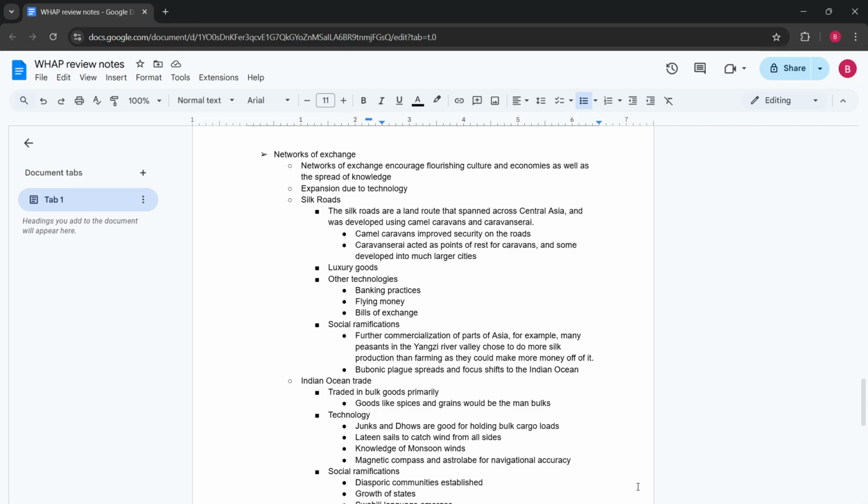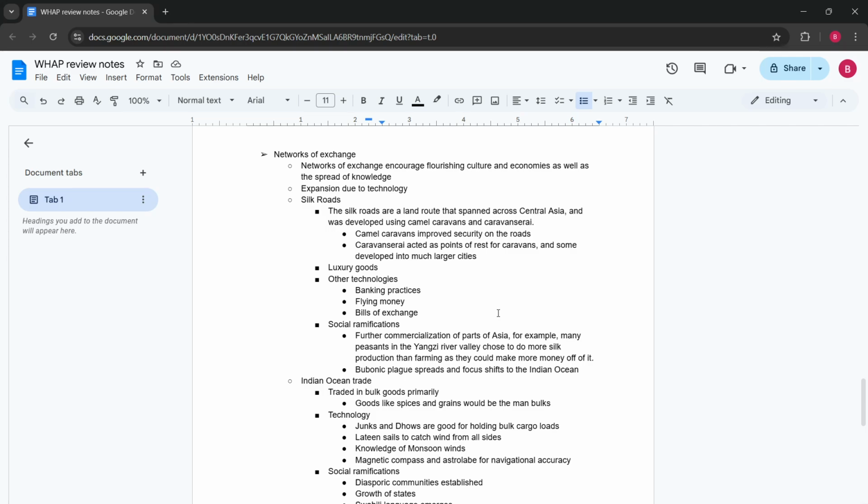Okay, continue. Alright, so Unit 2 is all about networks of exchange, both how they were created, how they were managed, and what the effects of them were. The three main networks were the Silk Roads, the Indian Ocean, and the Trans-Saharan trade. And the main empire of this is definitely the Mongols, of course.